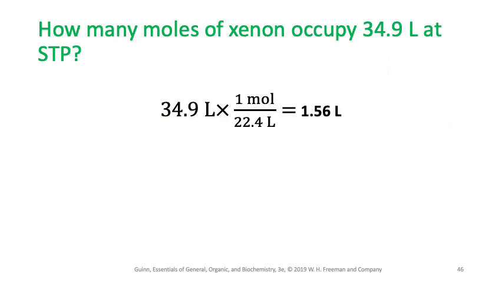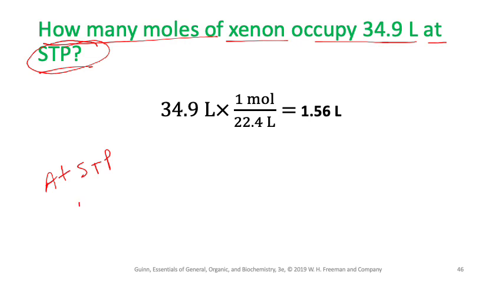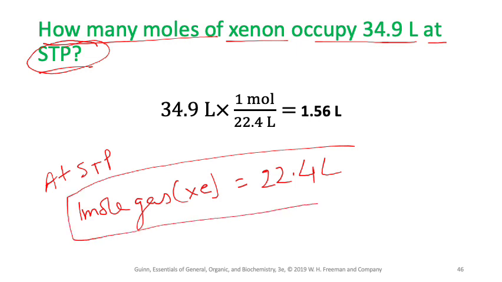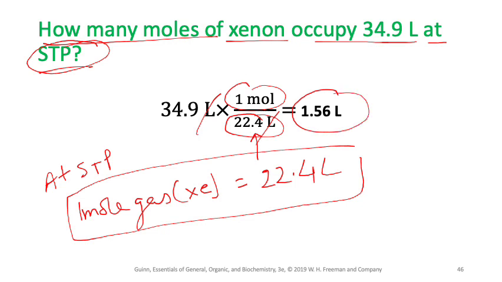So let's try to do the problem on the concept that we just learned under STP condition. The problem says: how many moles of xenon occupy 34.9 liter at STP? The moment I see STP, I know that at STP, if they have 1 mole of any gas, in this case xenon, it should occupy 22.4 liter. And we already know the equivalency. I can make a conversion factor here, 1 mole on the top, 22.4 liter on the bottom. Cancel out the liter. When you solve it, you get 1.56 liter.